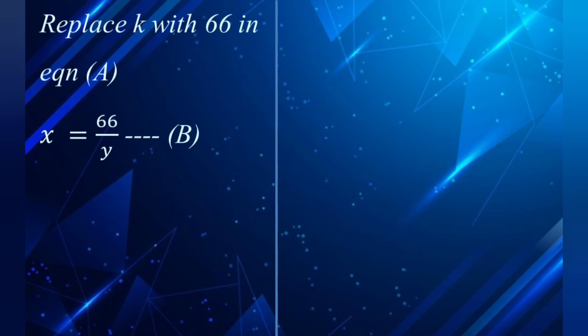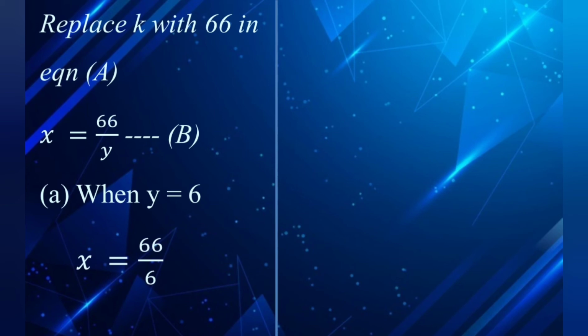In part A of the question, you are asked to find x when y is equal to 6. To do that, replace y with 6 in equation B. Therefore, x will be equal to 66 all over 6. 66 divided by 6 is 11, so x is 11.